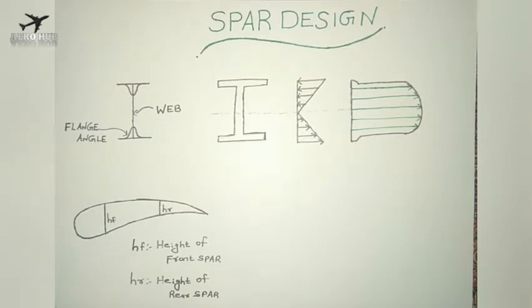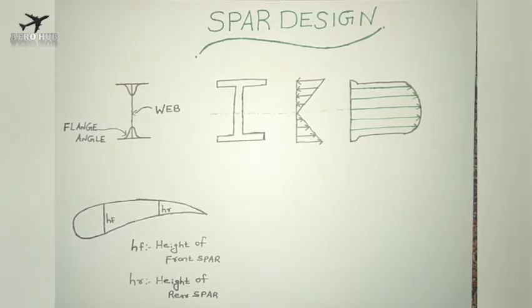In the previous lecture we discussed the effective sheet width, and in this lecture we will look at one of the important topics in airframe design, that is spar design. You are aware that in a wing, the important parts are ribs, spars, as well as stiffeners. So in this lecture we will see in detail about the spar design.